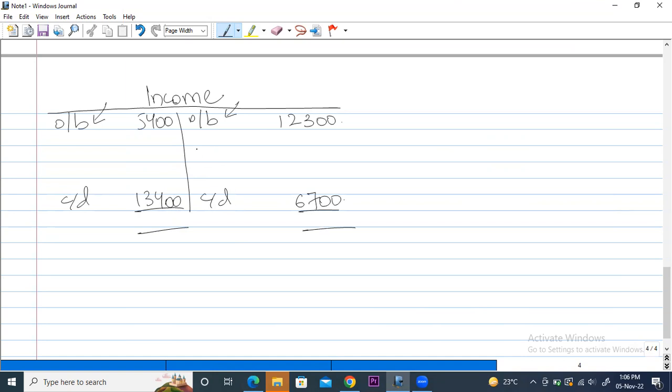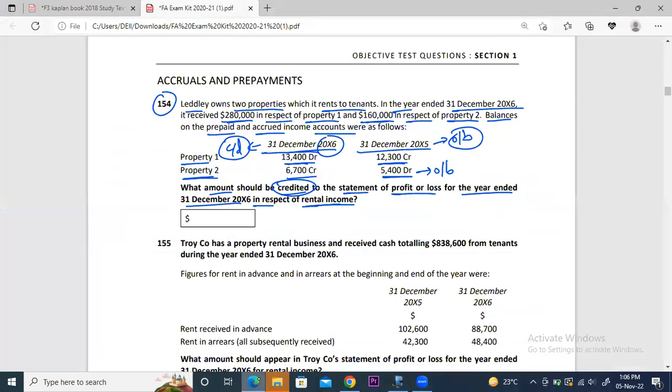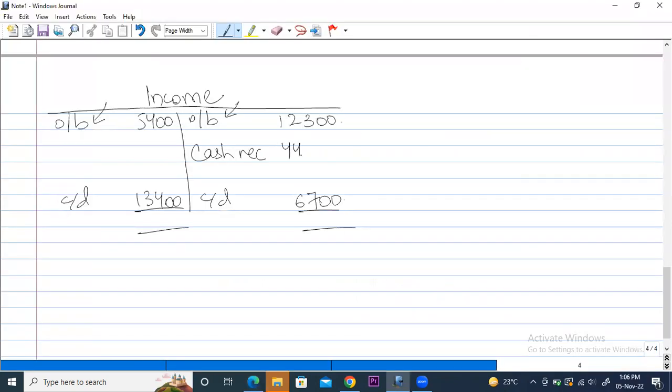And one thing is left, the cash received that we studied in the question. So cash received was how much? 280 plus 160 for both the properties, because we are making one T account. So I'll include it as one amount. 280 plus 160 is 440, so 440,000. This is the cash received for the total year.